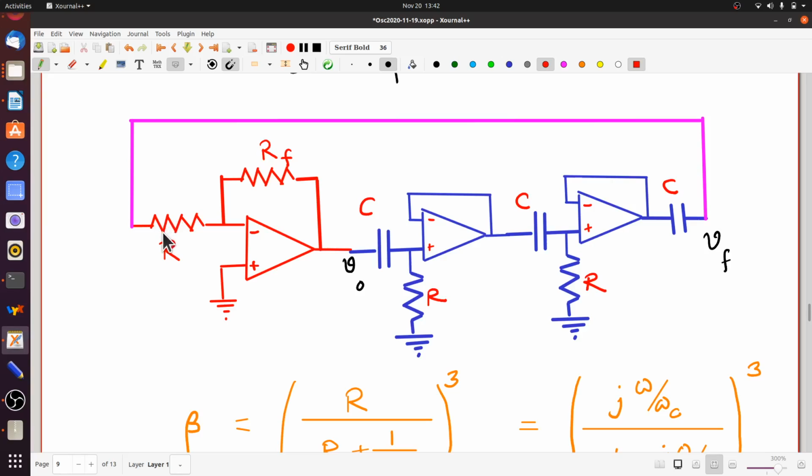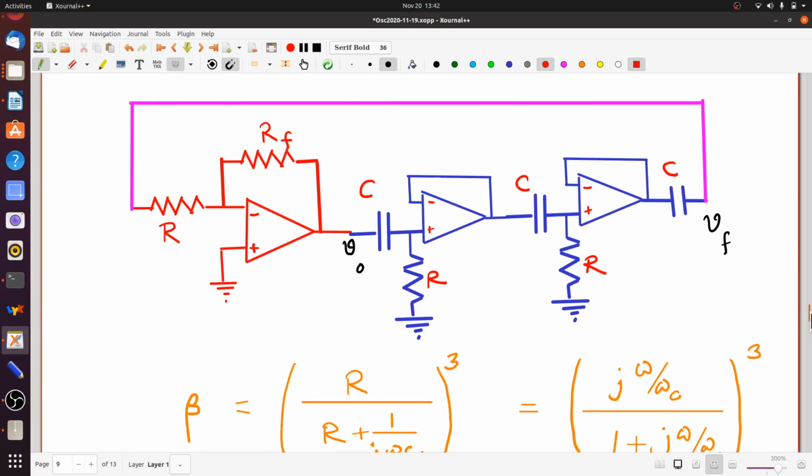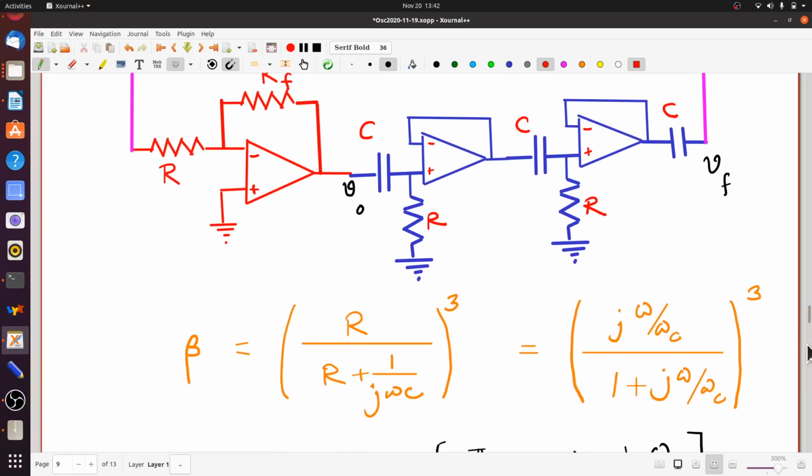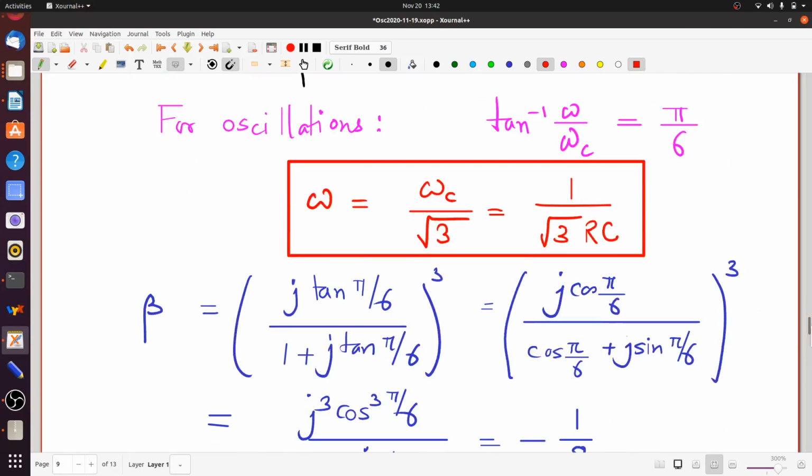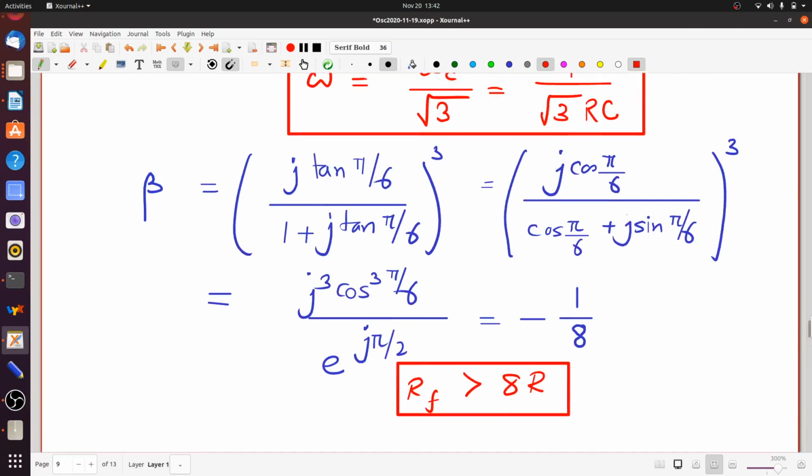So this R, remember, is working both as the input impedance to this amplifier and also the R in the CR, simply because of the virtual ground here. So you can actually cut down on a circuit component that way. And once you've done that, you have beta was minus 1/8, gain A was minus RF by R.